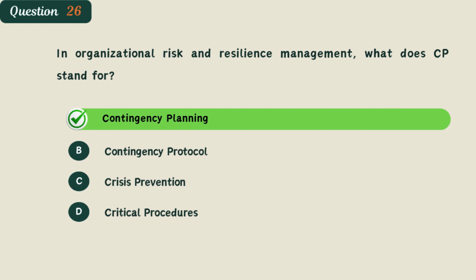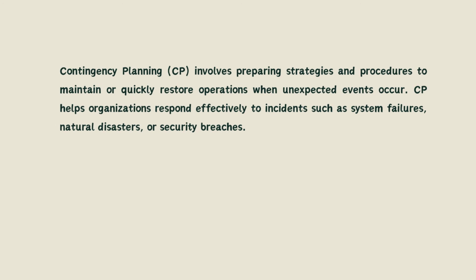Correct answer: A. Contingency Planning. Contingency Planning, CP, involves preparing strategies and procedures to maintain or quickly restore operations when unexpected events occur. CP helps organizations respond effectively to incidents such as system failures, natural disasters, or security breaches.